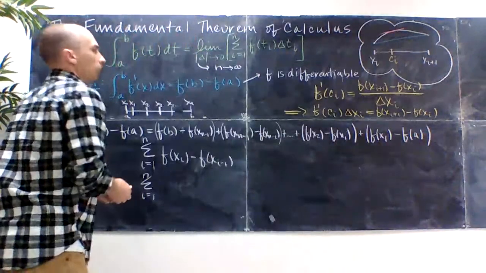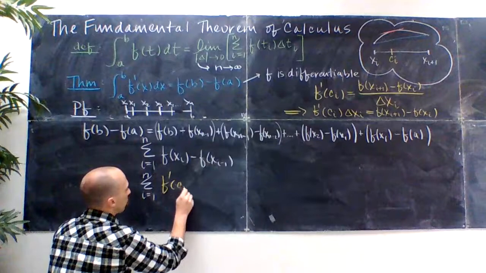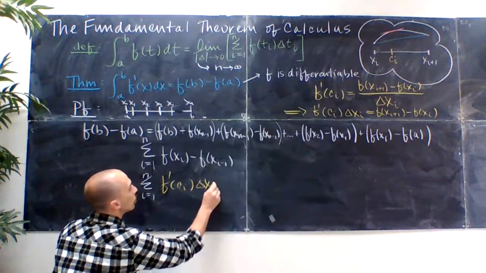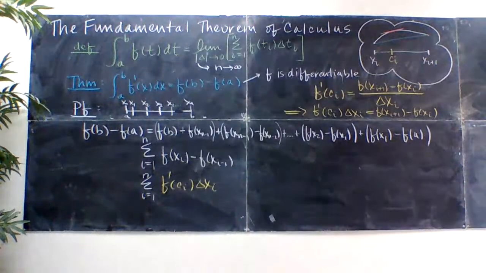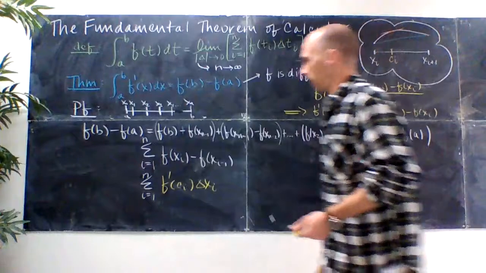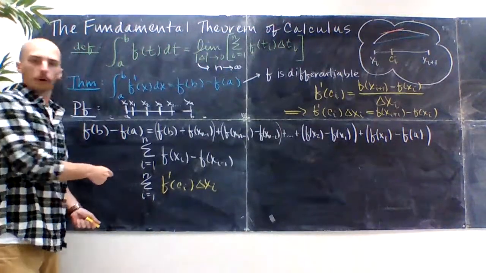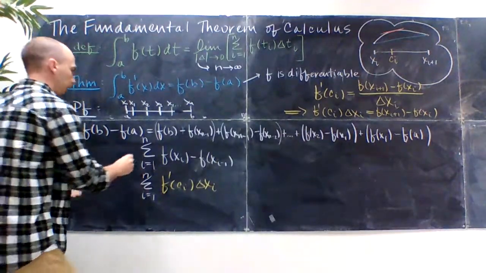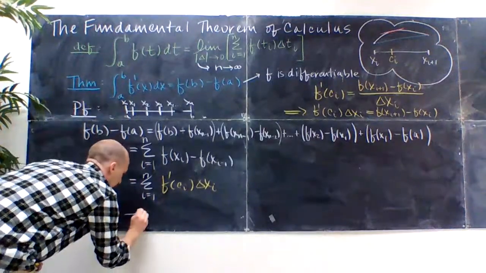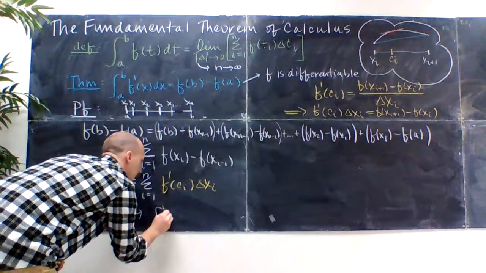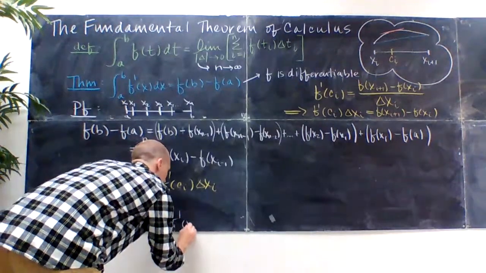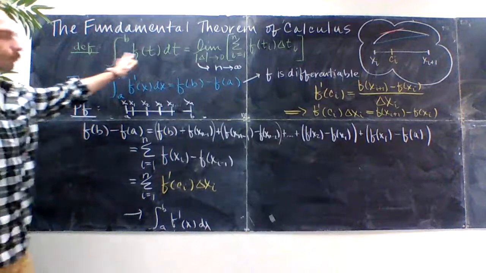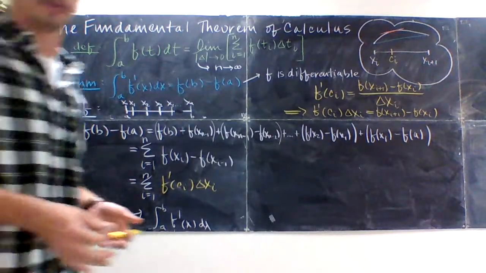And then I'm going to say that, based on our definition of the limit of the Riemann sums, if we take the limit of this as the norm of the partition goes towards 0, or the number of rectangles goes towards infinity, this will become the integral from a to b of f prime of x dx, by our definition. And so that's going to be the proof of the fundamental theorem that we're going to give in this class.